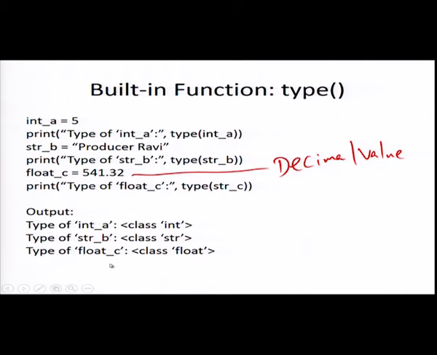Type of str b, this producer Ravi is of the string class. So, you get the answer as class str. Type of float c, it is a decimal value. So, you get class float. So, this is how the type function works. It is a built-in function.